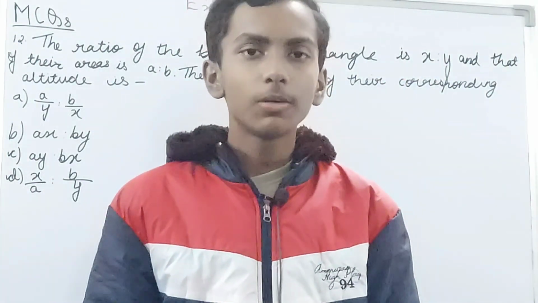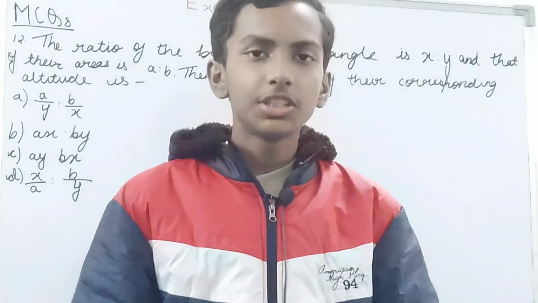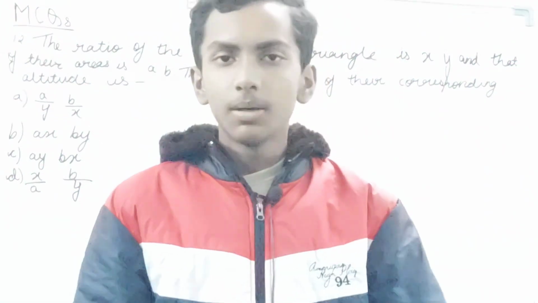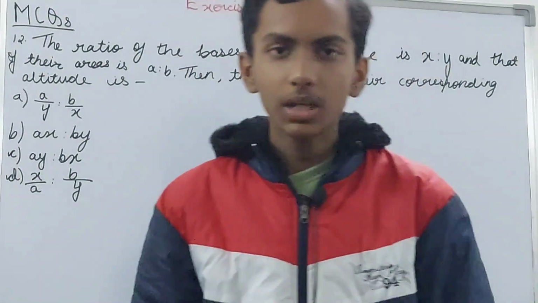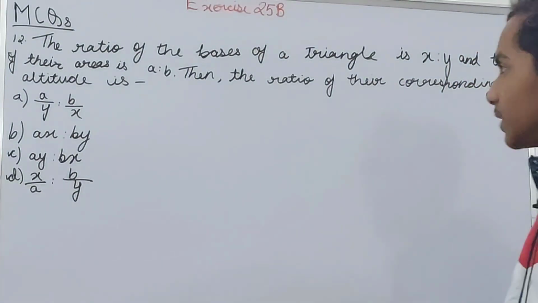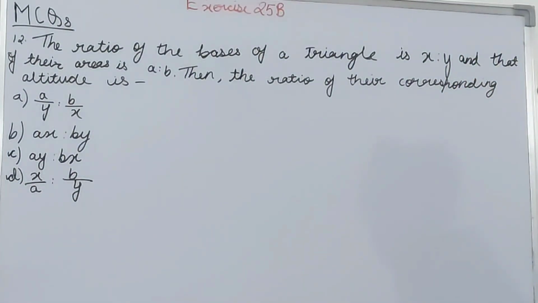In this video we are going to solve ICSE Mathematics Class 8 Chapter 25 Area of Rectilinear Figures Exercise 25B question number 12. See what have we got here. It's an MCQ question. The ratio of the bases of two triangles is x is to y and that of their areas is a is to b.